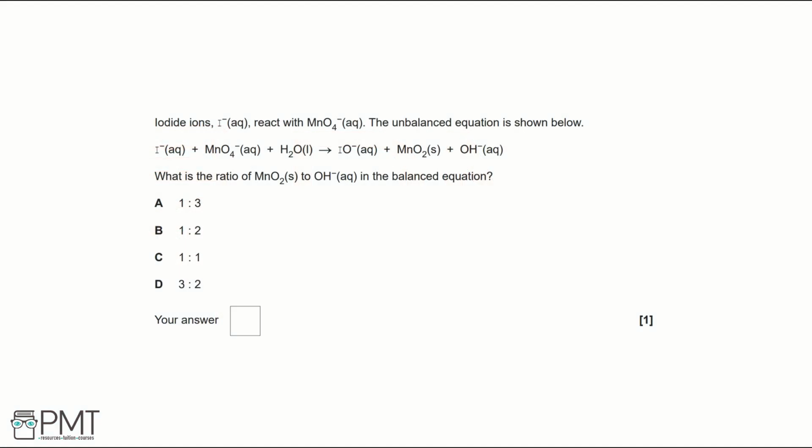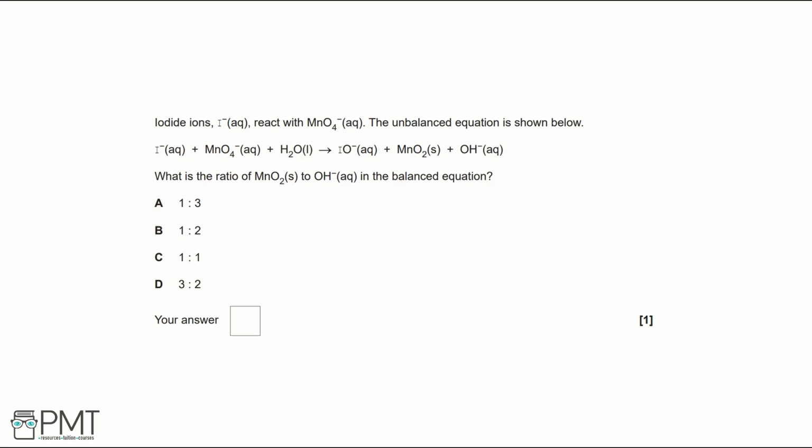Iodide ions, I-, aqueous, react with MnO4-, aqueous. The unbalanced equation is shown below. What is the ratio of MnO2 solid to OH- aqueous in the balanced equation? A 1 to 3, B 1 to 2, C 1 to 1, or D 3 to 2.